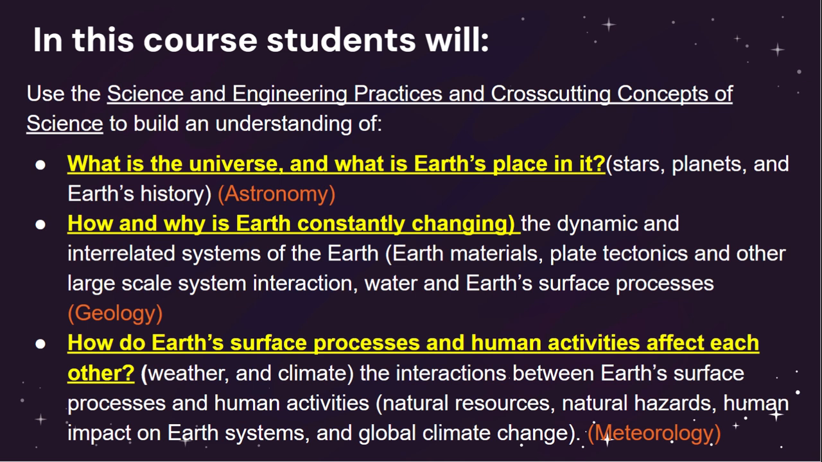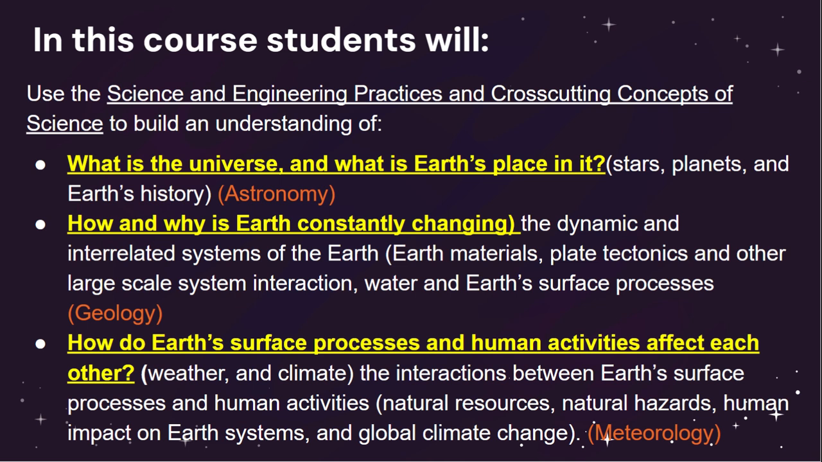So in earth science, we use the NGSS standards, and the three main units that we cover in class, or the driving questions, are: what is the universe and what is the Earth's place in it? I call it like the astronomy unit. We study the stars, the planets, and we do actually the Earth's history, with like the dinosaurs, and how and why the earth is constantly changing. I call this like the geology unit.